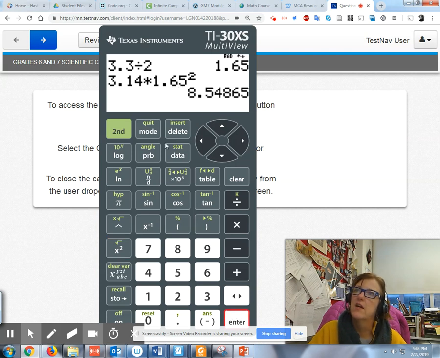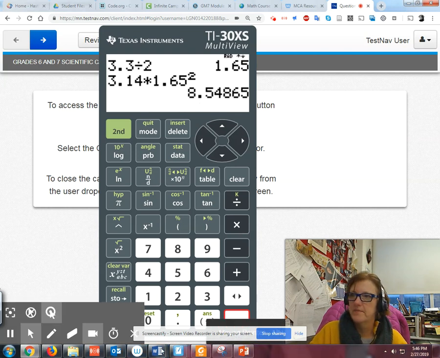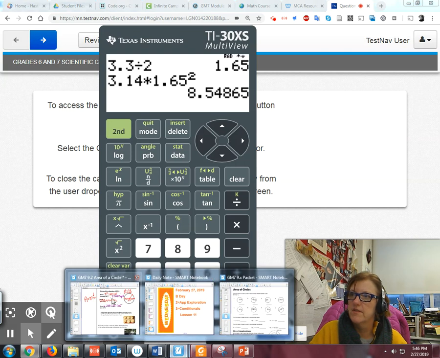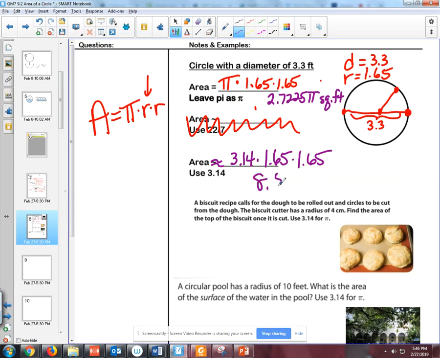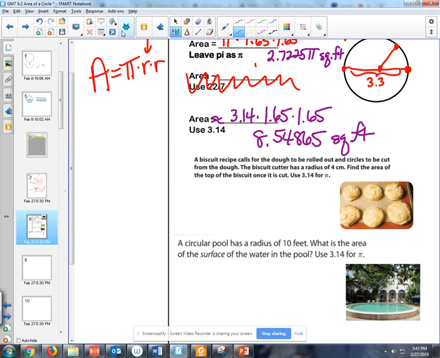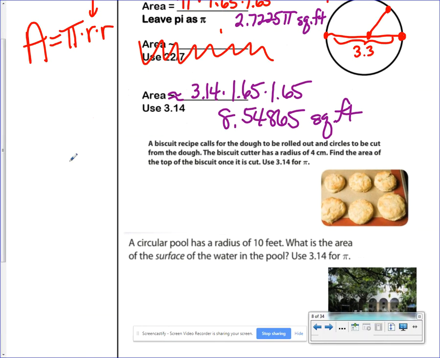And take a look at what we've got here. 8.54865 square feet. Wow, that's a whole lot of decimal going on there. Alrighty. All right, let's take a look at a couple of these. And then I'm going to turn you loose on your assignment, because basically it's just making sure you use this formula, use the radius, label it in square units.